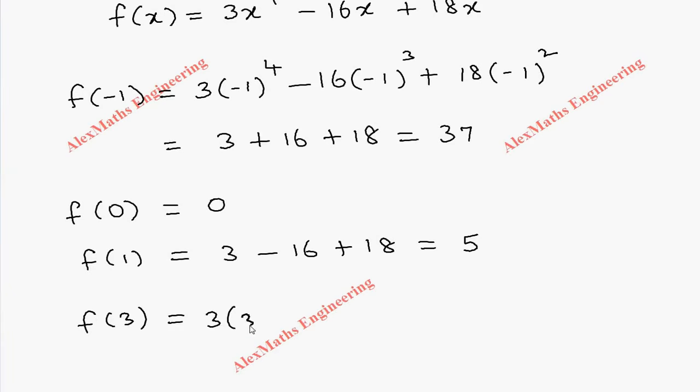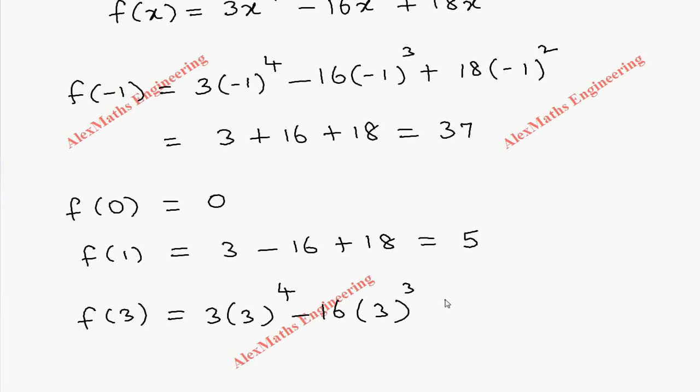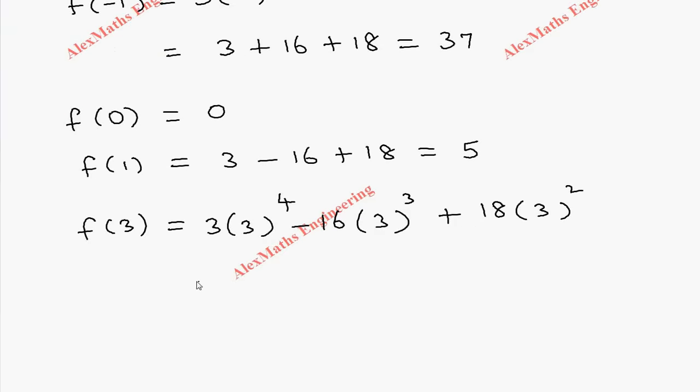Then we have to substitute next value 3, f of 3. So 3 into 3 power 4 minus 16 into 3 power 3, then plus 18 into 3 square. Totally 3 power 4 into 3 is 243, minus second value 432, plus third value 162. Finally we get minus 27.